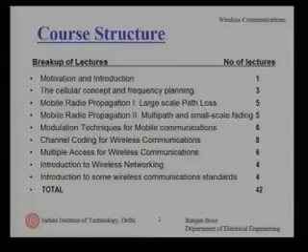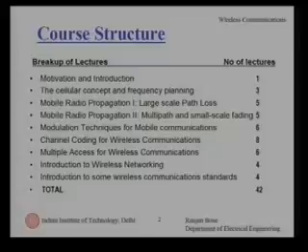Then we will look at the modulation techniques for mobile communications, followed by certain channel coding for wireless communications. Then we will look at multiple access, finally introduction to wireless networking, and if time permits, we will look at certain wireless communication standards. So, the whole series of lectures is for 42 lectures.